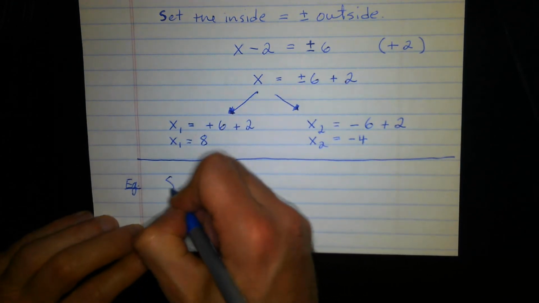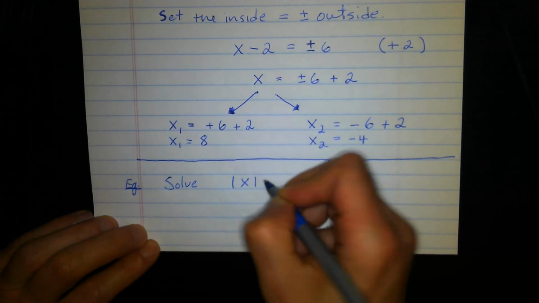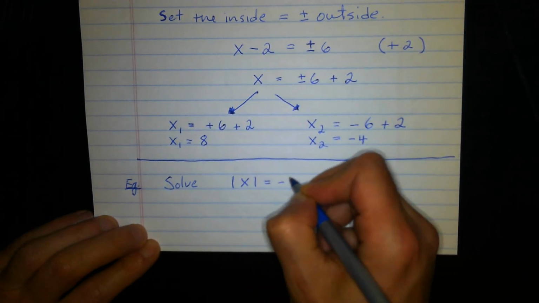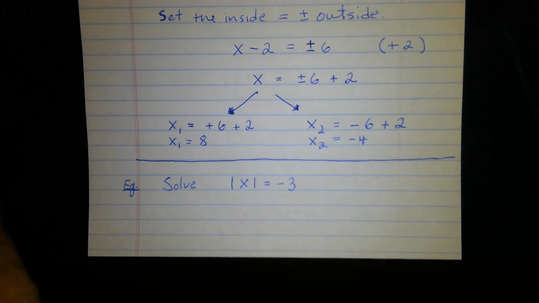All right, let's solve the absolute value of x equals minus 3. Well, just play with this in your head for a bit. Are there any values of x that are going to satisfy this equation? Well, what do we know about the absolute value? We know that an absolute value is a distance, i.e. it's always a positive number.